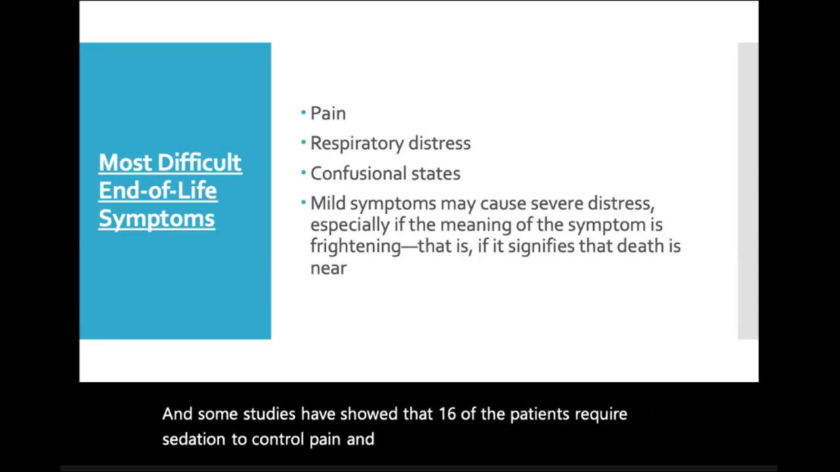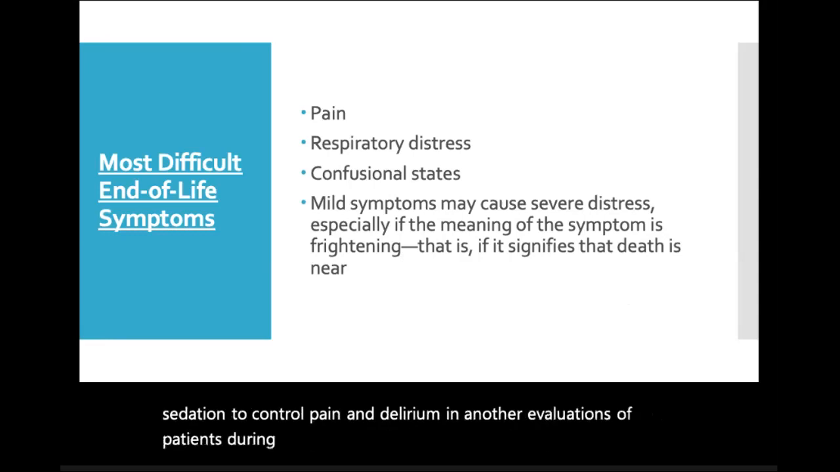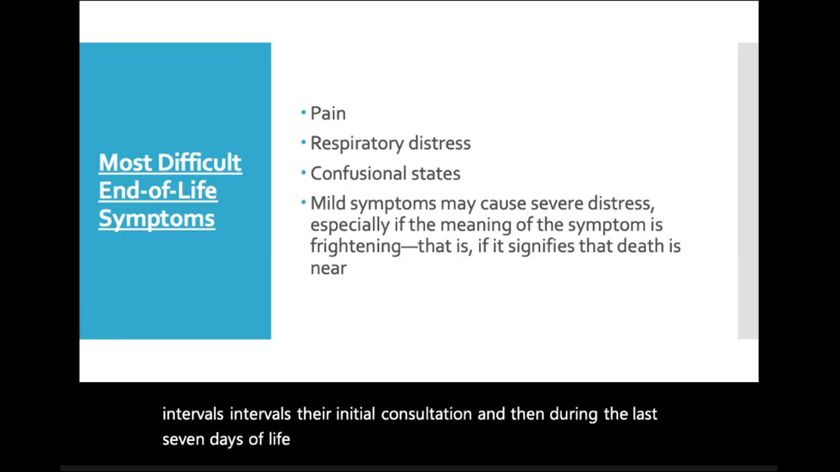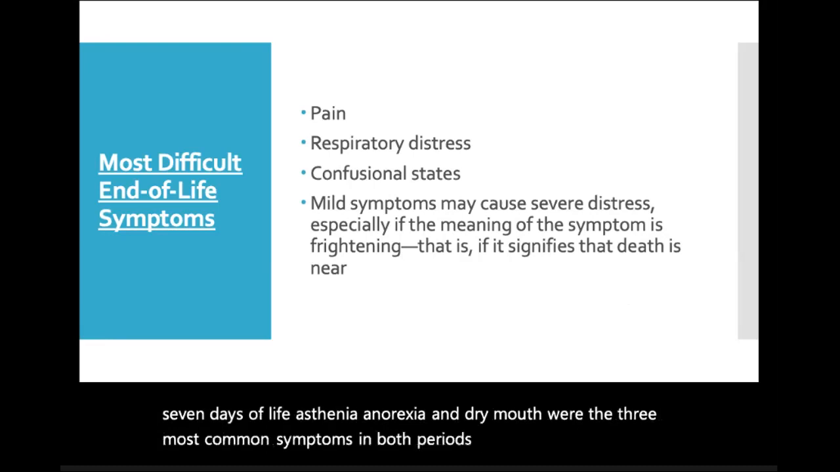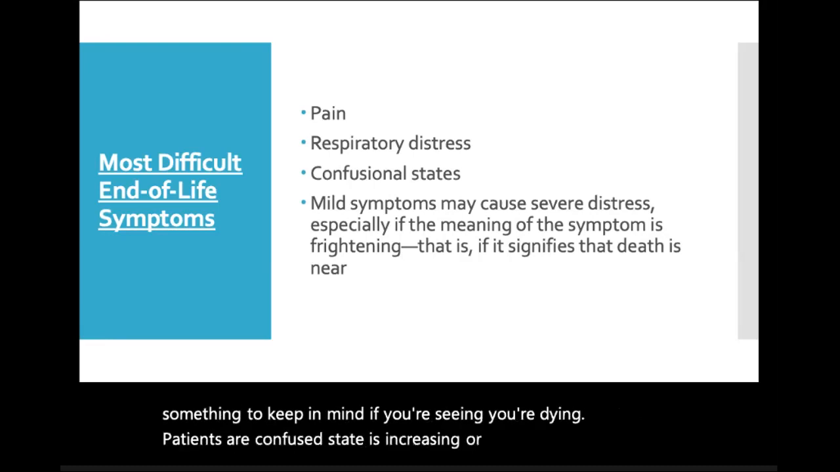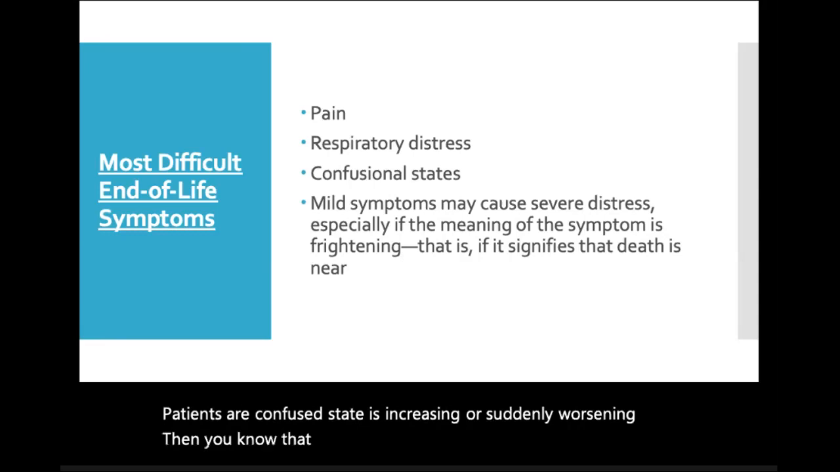In another evaluation of patients during the last week of life, they assessed patients at two intervals: their initial consultation and then during the last 7 days of life. Asthenia, anorexia, and dry mouth were the three most common symptoms in both periods, but the incidence of confusional states doubled during the last week of life. So that's something to keep in mind. If you're seeing your dying patient's confused state is increasing or suddenly worsening, then you know that the likelihood is they're going to be passing within the next week or so.